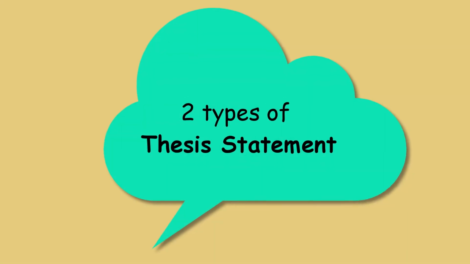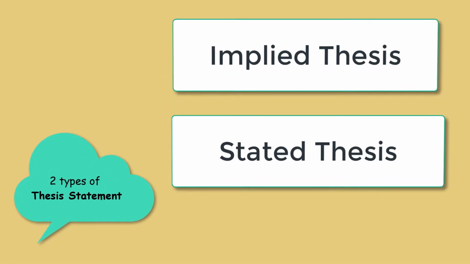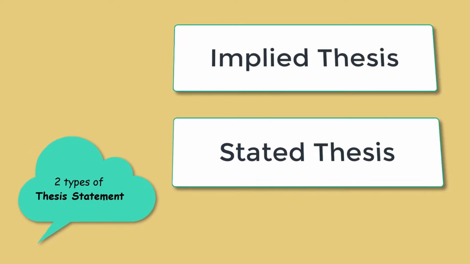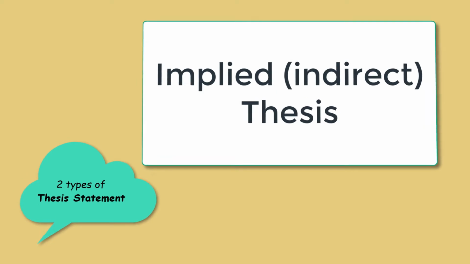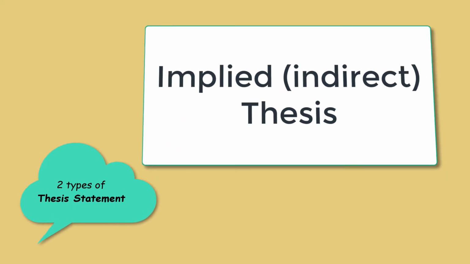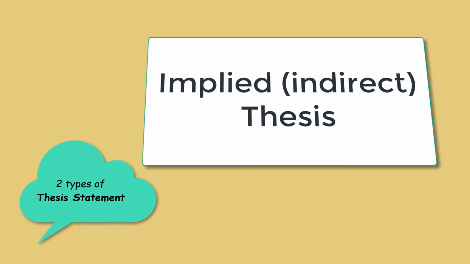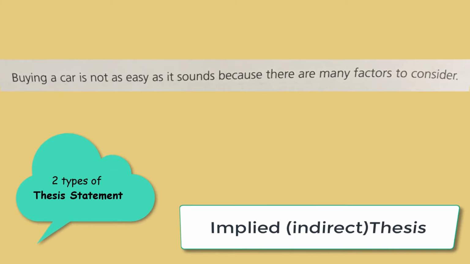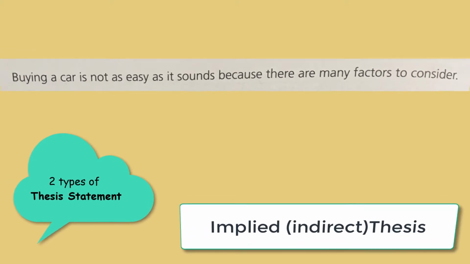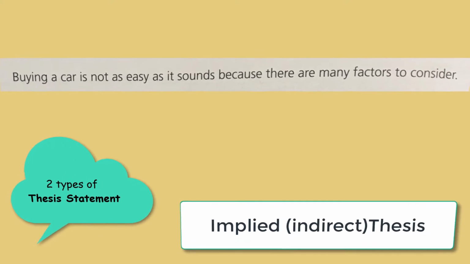There are 2 types of thesis statement: implied thesis and stated thesis. Implied or indirect thesis statement. The main points are not stated. Instead, they are implied in the thesis statement. For example, buying a car is not as easy as it sounds because there are many factors to consider. Which factors? We have no information.